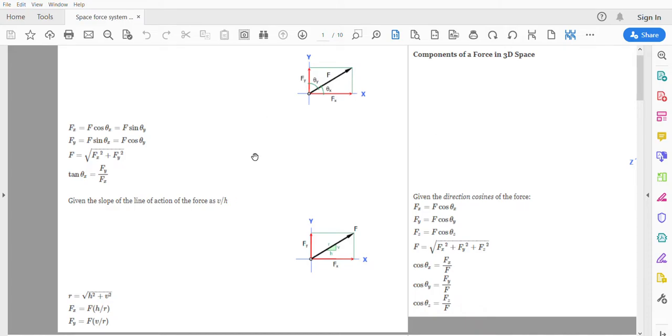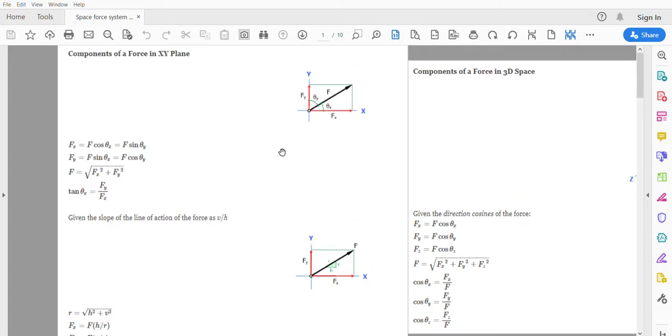Good morning friends. Today we are going to discuss three-dimensional force system or space force system. Before that, let us discuss how we used to resolve force into two components. So F is given here. We know the x and y axis.